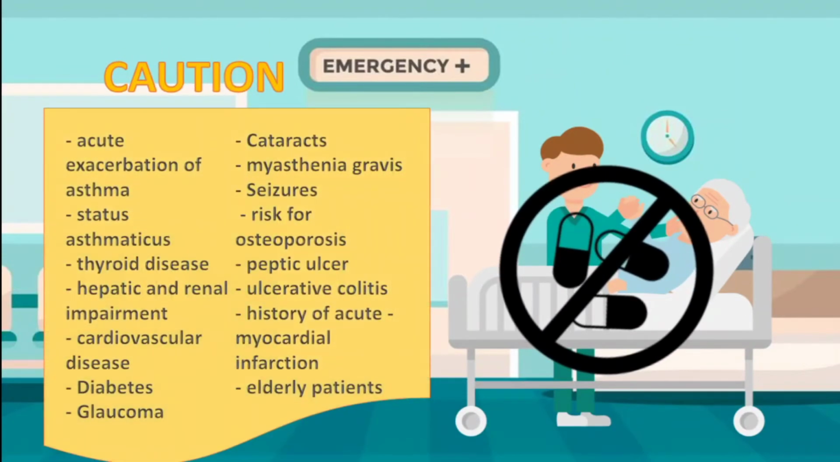And it is used with caution in patients with acute exacerbation of asthma, status asthmaticus, thyroid disease, hepatic and renal impairment, cardiovascular diseases, diabetes, glaucoma, cataracts, myasthenia gravis, and seizures, and for patients who are at risk for osteoporosis, and patients with peptic ulcer, ulcerative colitis, and those with a history of acute myocardial infarction, and elderly patients.